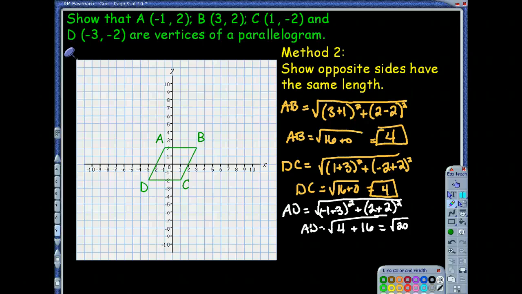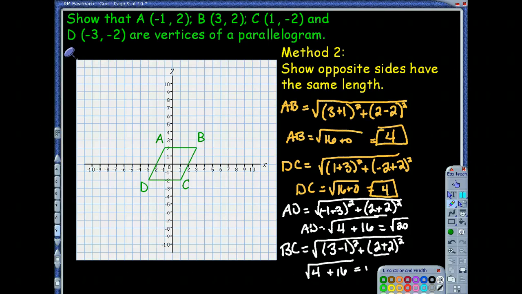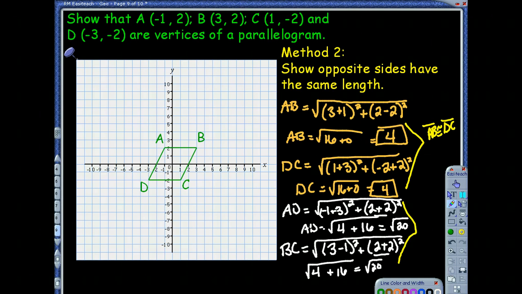Okay. So then let's move on to the last side, which is BC. And that is the square root of, let's see, 3 minus 1, quantity squared, plus 2 minus a negative 2, so 2 plus 2, quantity squared. Okay, so 3 minus 1 is going to give us 2 squared, which is 4. Right, and 4 squared, which is 16, which is radical 20 again. So now we've shown that the opposite sides are what? Congruent. So that would be AB is congruent to DC, and AD is congruent to BC.